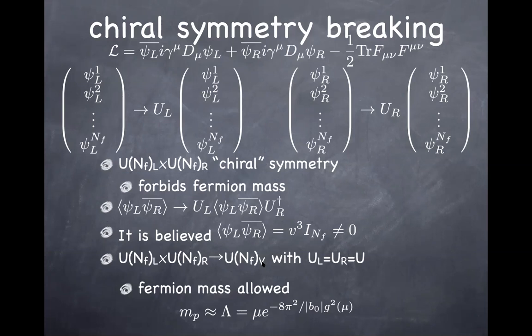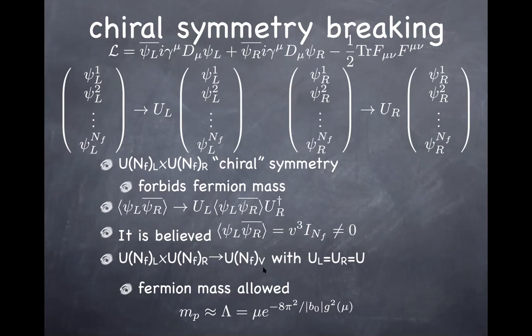So axial vector would be parity odd. That refers to U left and U right being taken to be the opposite. So that would be U axial. But U vector is the parity even component. So you take U left and U right to be the same matrices. So this U(N_F) vector symmetry is still unbroken with this expectation value of the fermion bilinear, but the original U(N_F) left cross U(N_F) right symmetry is no longer the symmetry of the ground state.